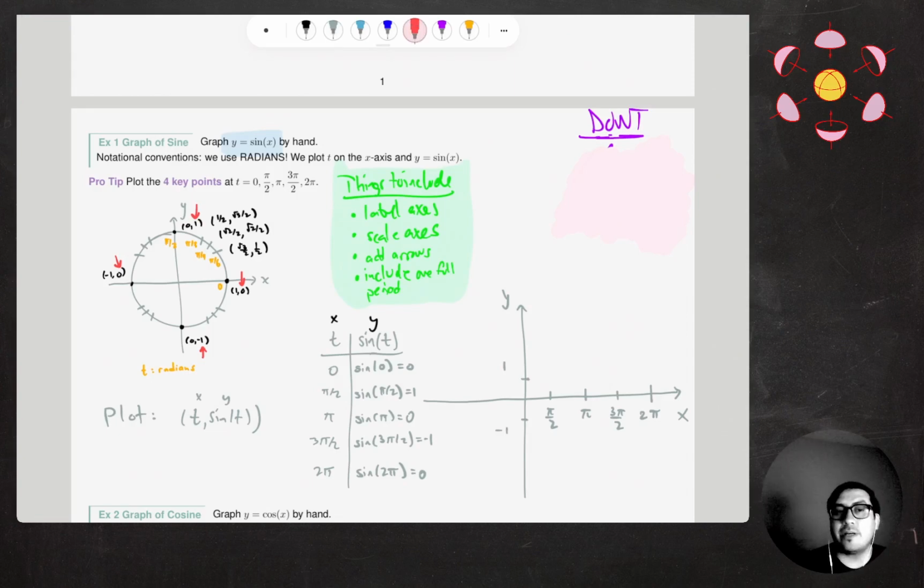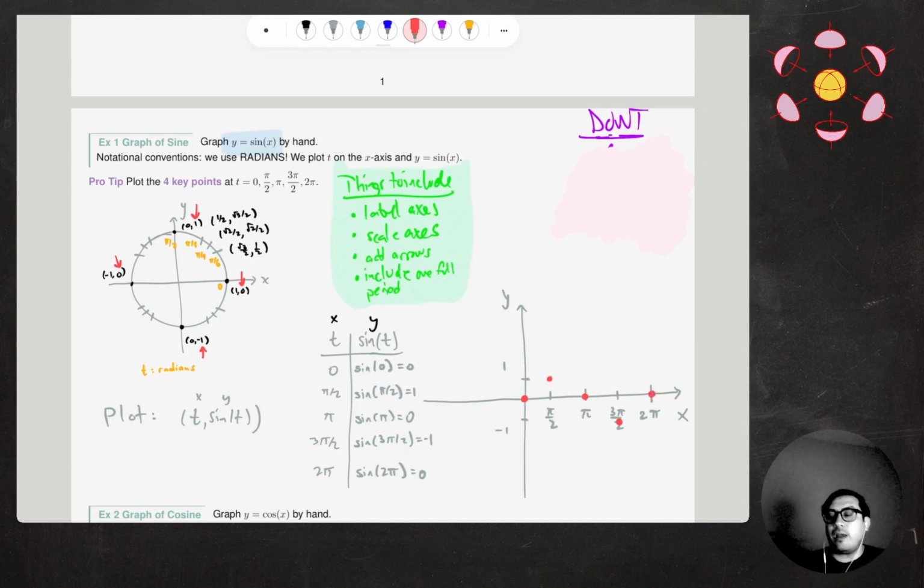Now let's plot some points. At 0, the y value is 0, so let's plot a point here, 0, 0. At pi over 2, our y coordinate is 1, so we're going to go up to 1. At pi, we're going to be down to 0 again. At 3 pi over 2, we're at negative 1. Going to look a little funny. And then the last one, back to 0.